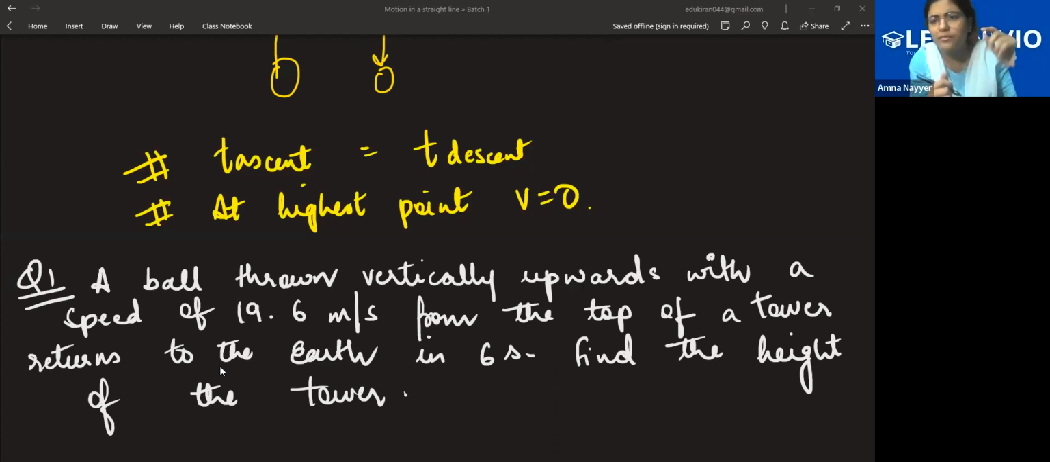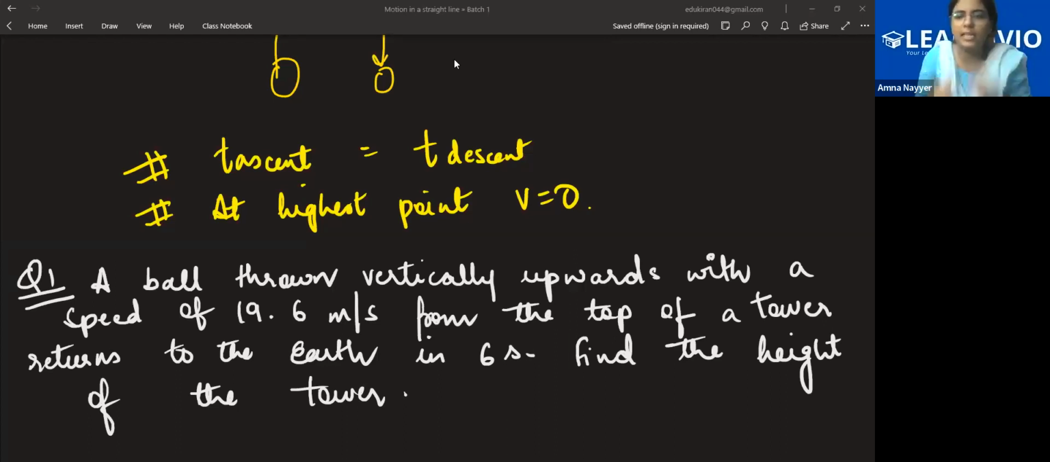So class, tell me one thing. If the ball is at the top of a tower and comes down to the ground, whatever distance is covered by the ball, that is only the height of the tower, right class? Whatever is the distance covered by the ball, that is only the height of the tower, right?